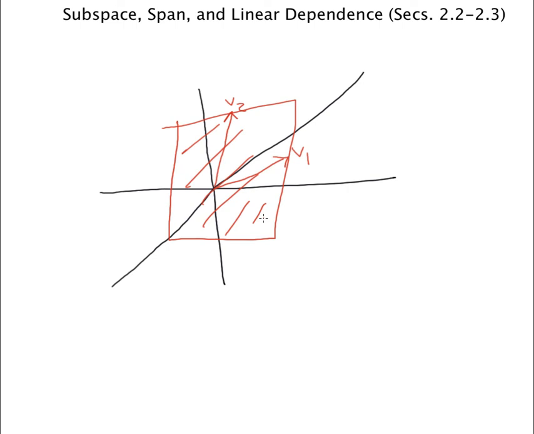All right, that's all for now. We'll continue with the notion of span and linear independence next time.